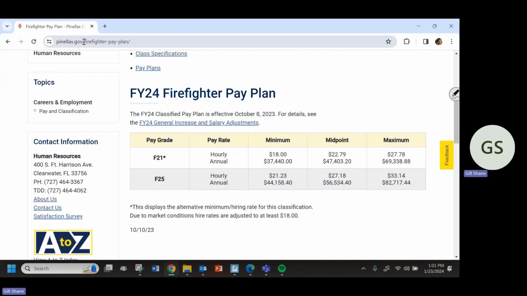And then on the back, it has a chart of salaries. I'll just tell you right now, these are not accurate. Don't think this is what you're going to be making. I'll just tell you that.